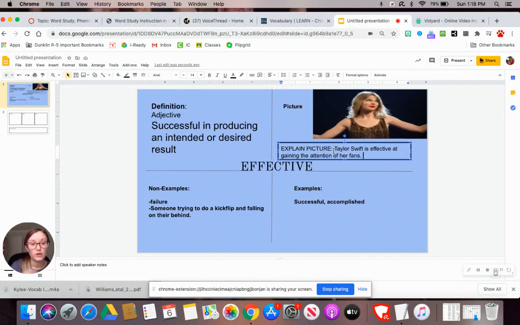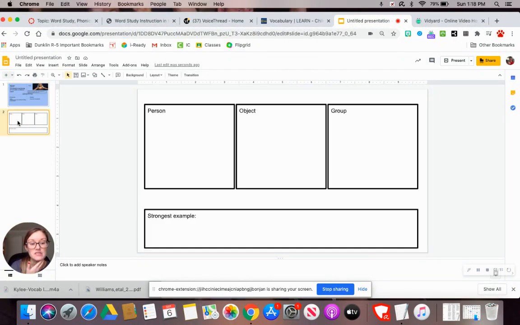So what your job is going to be is to work with your group to fill out the second slide that you have with more pictures. So you're going to give me one person that your group thinks is effective, one object, and one group. It can be a team, it can be an organization, just some kind of group that you all together decide represent the word effective. And then once you have done that, you will pick what you believe is your strongest example. And then we'll have a little class competition and vote and decide which group came up with the strongest example of the word effective.